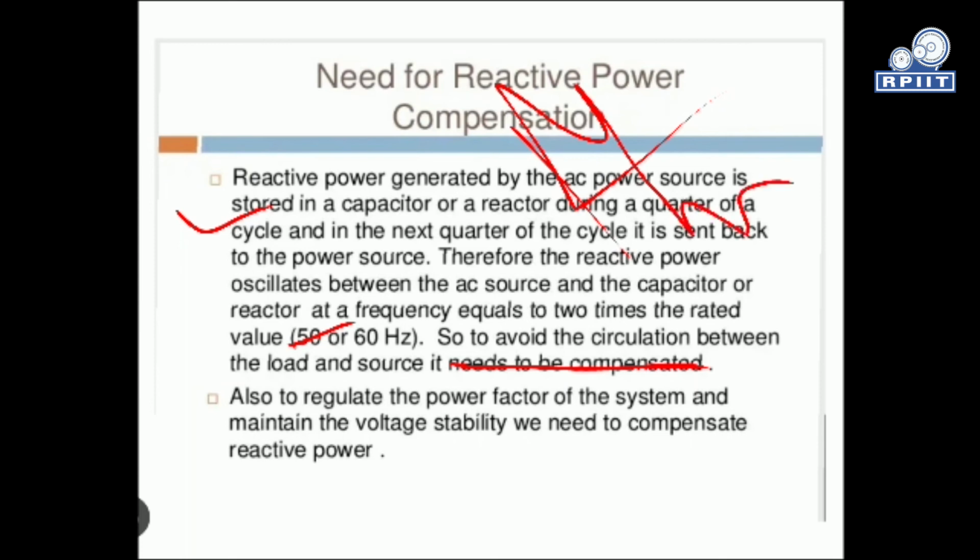To regulate the power factor of the system and maintain the voltage stability, we need to compensate this reactive power, and we can compensate it using different types of devices, that is VAR compensators, STATCOM, and then capacitor based compensators, and so on, shunt compensation, series compensation. We'll discuss all these in the further lectures.